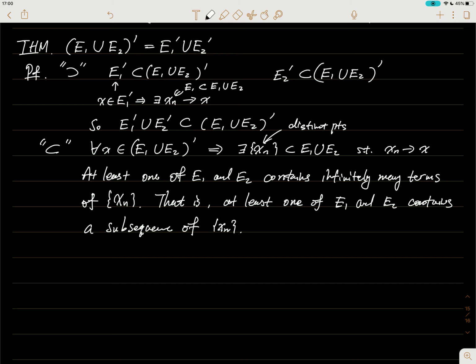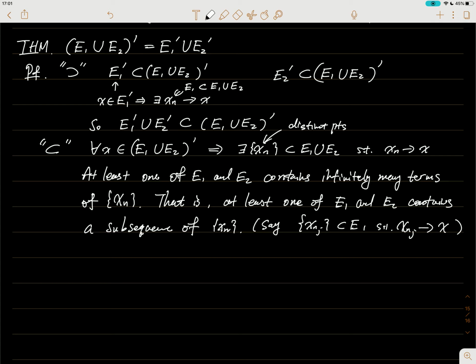And I'll say this subsequence is x_{n_j}, then we'll have x_{n_j} converge to x. Okay? I have a subsequence x_{n_j}, which belongs to E1, such that x_{n_j} goes to x. And now that means x is a limit point of E1, or in other words, x belongs to E1 prime. Okay, so it is either in E1 prime or in E2 prime. That's why it is in the union of E1 prime and E2 prime.